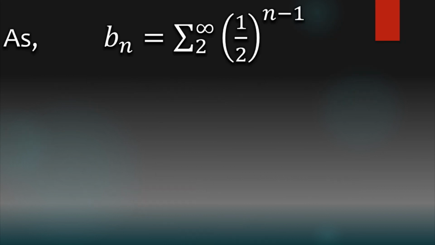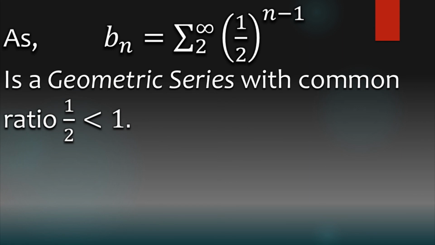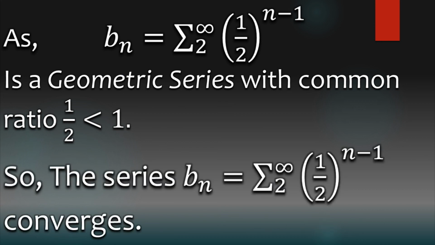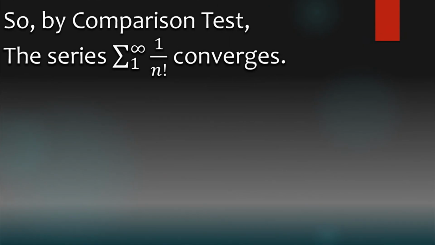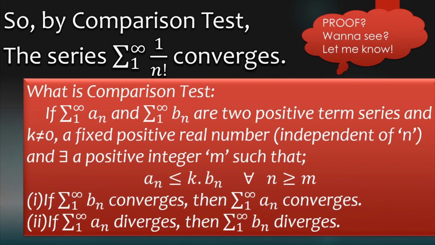The bn that we have created here is basically a geometric series with common ratio 1 by 2, which is less than 1. And a geometric series which has a common ratio less than 1 is always convergent. So our bn is a convergent series. So now you can see why we compared the factorial with the digit 2, because we wanted to create a geometric series like that. So my friend, by comparison test, the series 1 by n factorial converges.